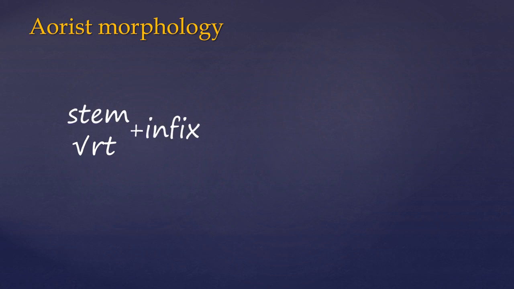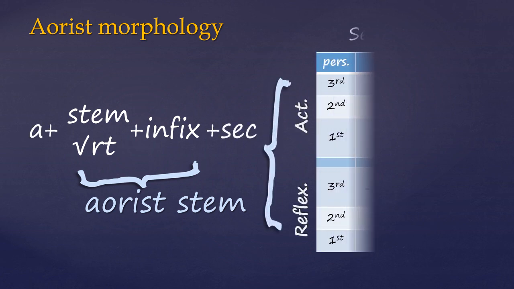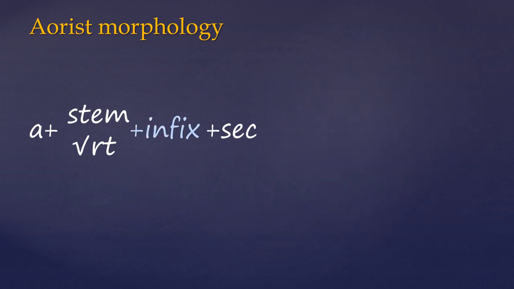The basic morphology of the aorist is actually quite simple. Like the other inflectional tenses of Pali, the aorist can be formed on either the verbal root or on the present stem, and to this a specific aorist infix is appended to create the aorist stem. What makes the aorist distinctive is a prefix called the augment, and the use of the secondary personal endings to indicate person and number.